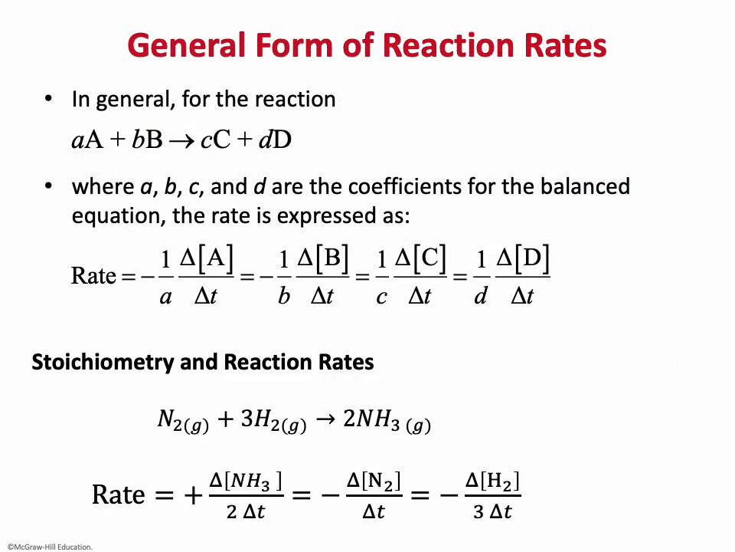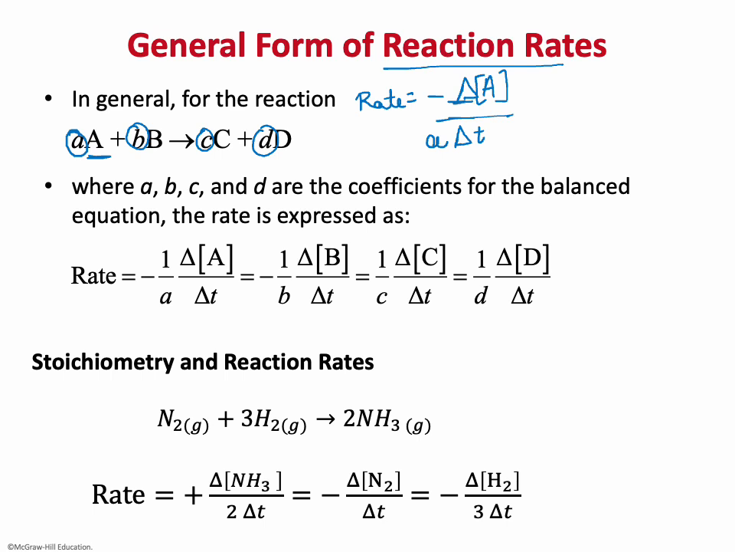So in general, stoichiometry plays a very important role when we are writing the reaction rate. Stoichiometry means the coefficients a, b, c, d, right? So these coefficients are included in your reaction rate. For example, if I'm interested in the speed of reaction with respect to A, my reactant, it would be the negative change in concentration of A over change in time, divided by the coefficient, so it would be divided by a.